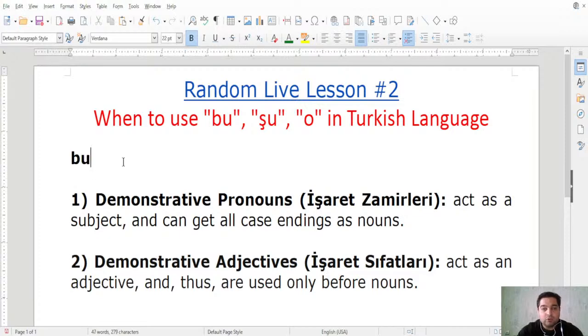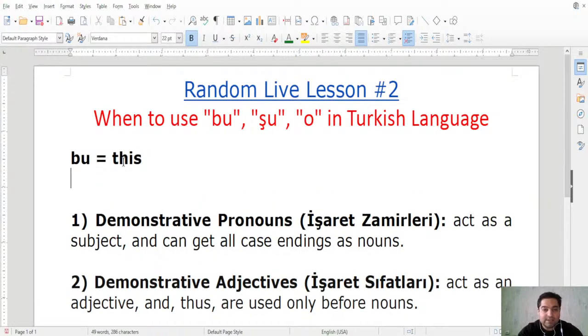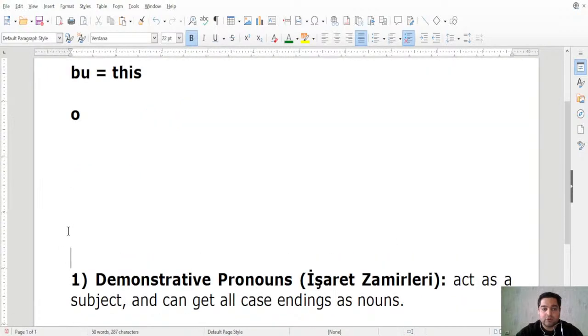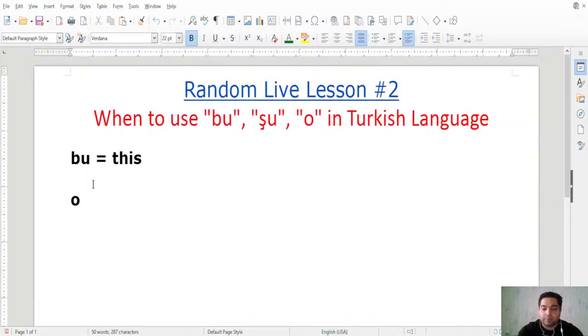Now, for bu, what will be the closest meaning in English? It's very simple. It's this. Bu is this, and there is no variation or difference in what it really means. What about o? Let me also put o first before şu, because şu has a bit more to it. Let me write şu here. What about o? Let's first cover o. O is that, and that's also very simple.